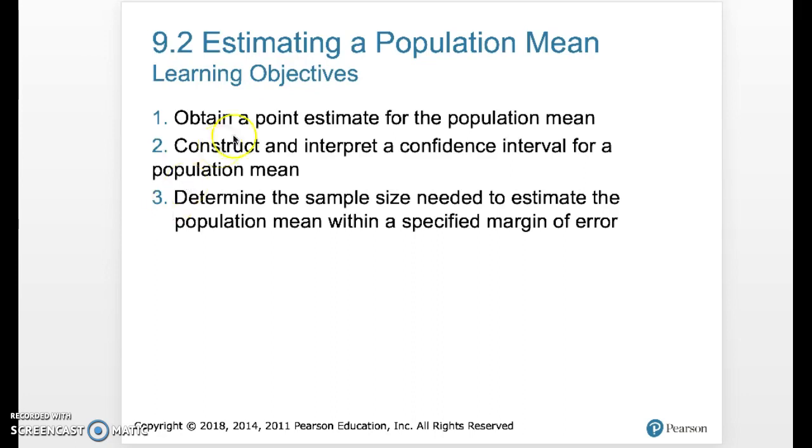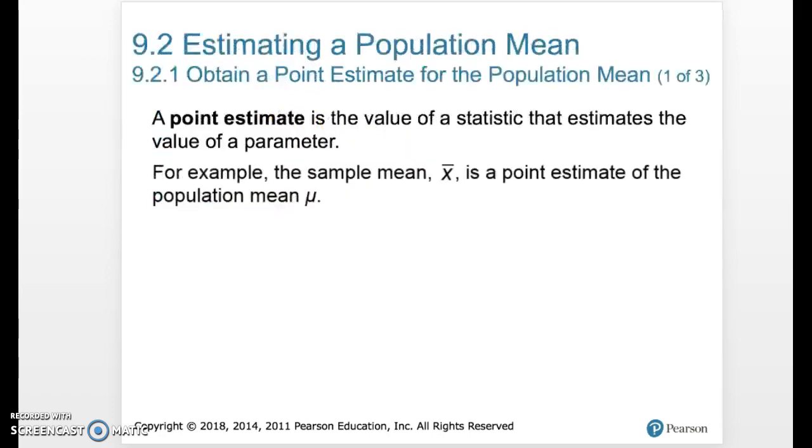So what we want to do is make sure we understand the difference between a point estimate and a confidence interval. And our definition for a point estimate is going to be the same as it was in 9.1. A point estimate is just a single number that is a statistic. So we could say a point estimate is the value of a statistic that estimates the value of a parameter. So in 9.1, our statistic was p hat, and it was estimating the population proportion p. In 9.2, our statistic is going to be x bar, a sample mean that can vary from sample to sample, and that x bar is a point estimate for our population mean.